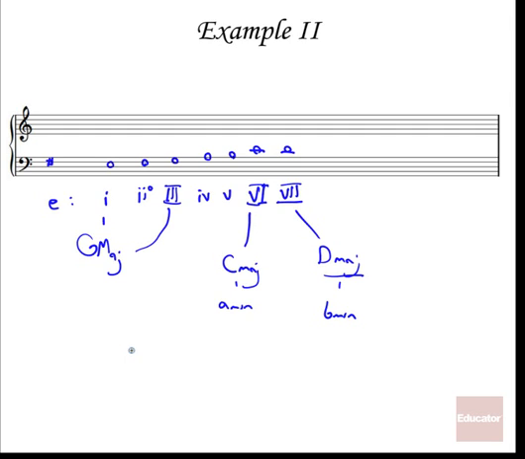So to make our chart would be E minor, and then A minor and B minor, and then the relative majors, G major, C major, and D major.